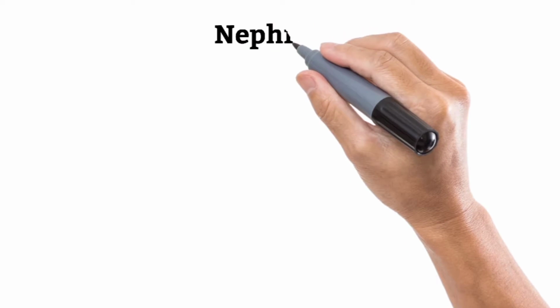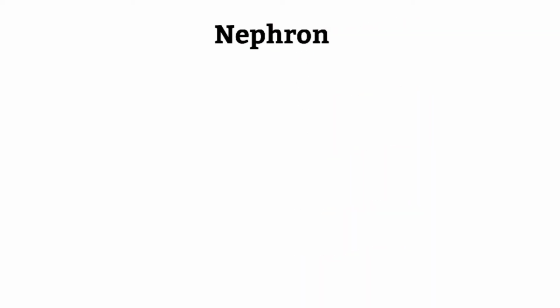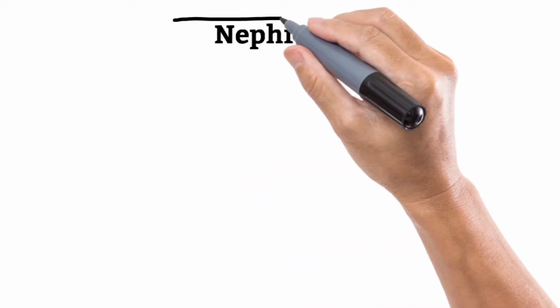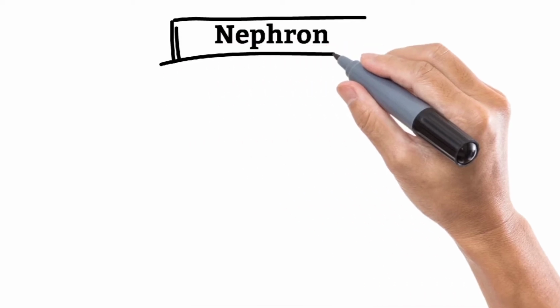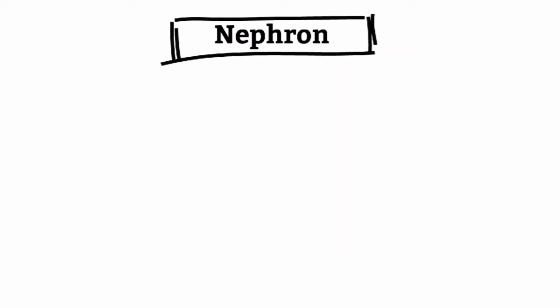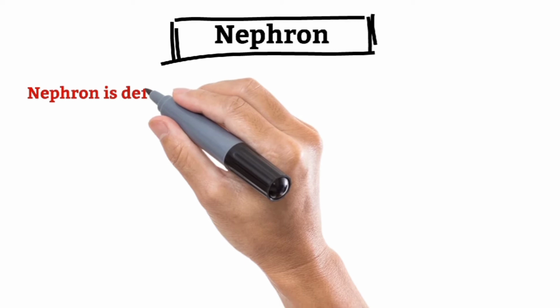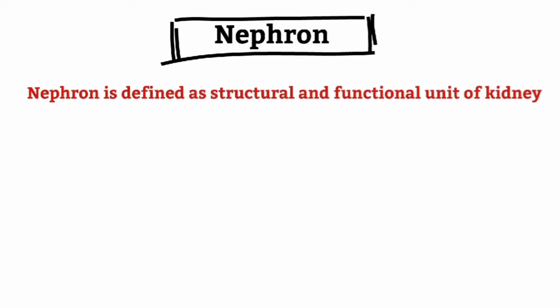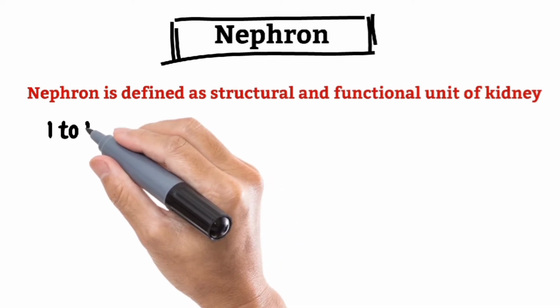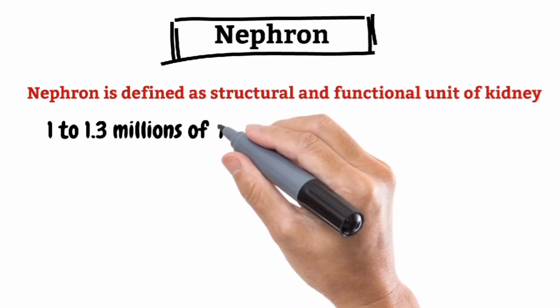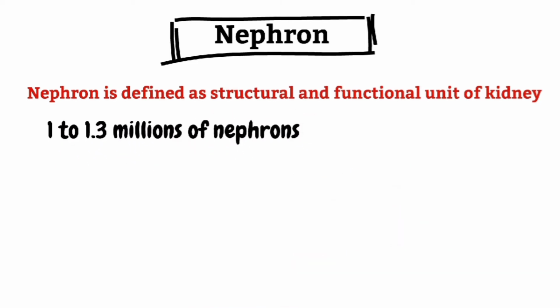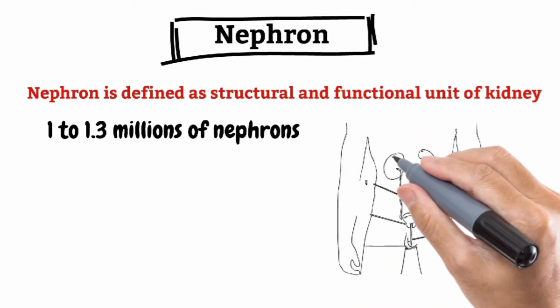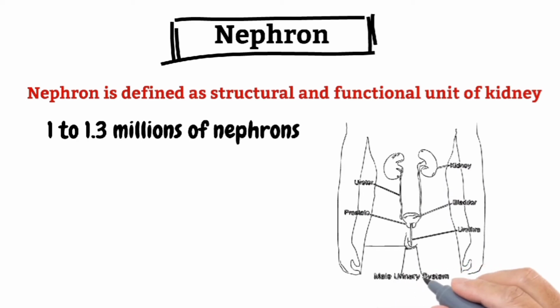In our previous video, we understood the functions of kidney, whereas in this video, we will understand the structure and functions of nephrons. Nephron is defined as the structural and functional unit of kidney. Each kidney consists of 1 to 1.3 million nephrons. The number of nephrons starts decreasing after about 45 to 50 years of age at the rate of 1% every year.